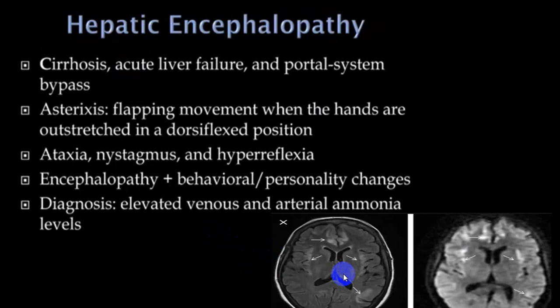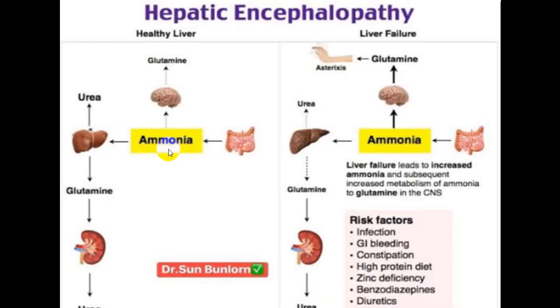Plus CT or MRI will be helpful to show damage to what we call the lentiform nucleus or globus pallidus. There are a lot of different compounds which can result in damage in hepatic encephalopathy, like ammonia and glutamine. And there are some risk factors which will increase the chance of hepatic encephalopathy, like infection, GI bleed, constipation, high protein diet, zinc deficiency, excessive use of diuretics, benzodiazepines, etc.